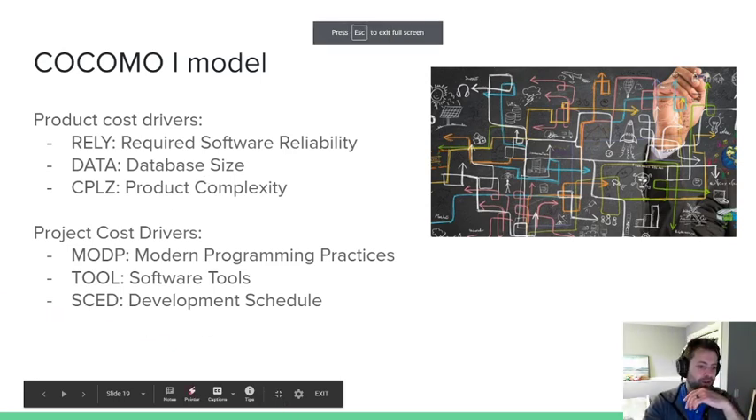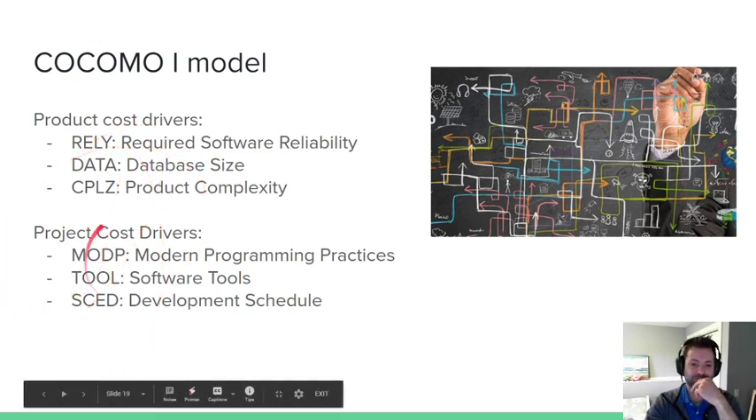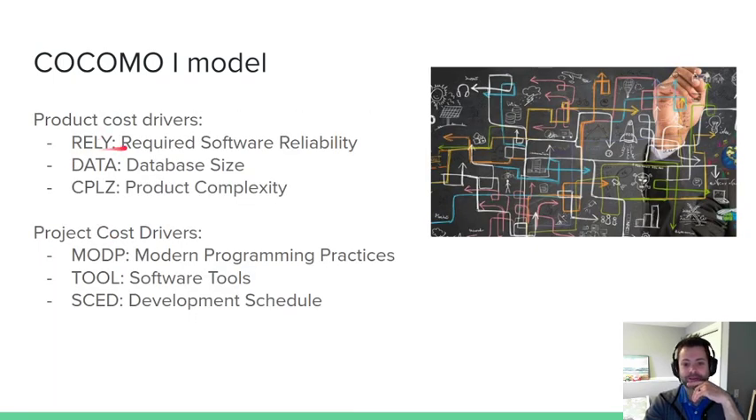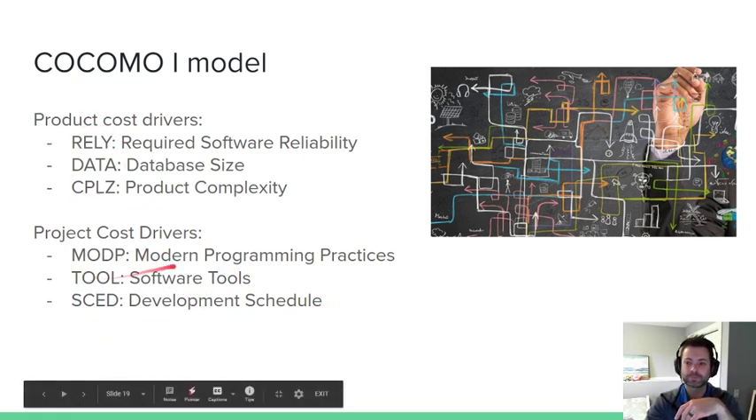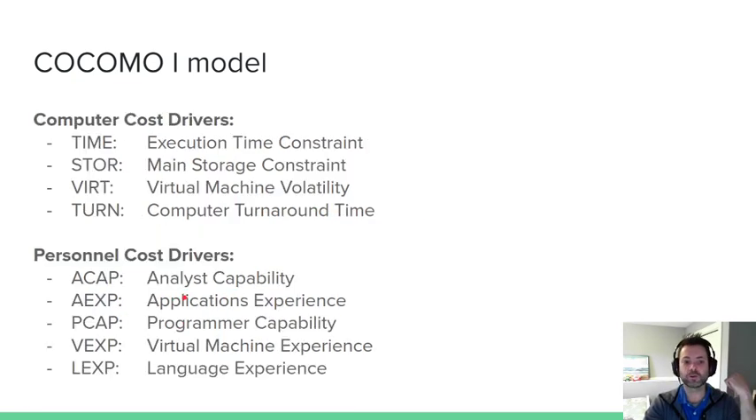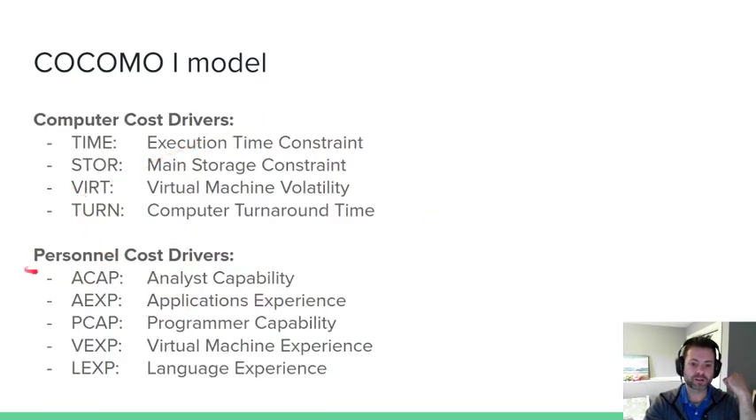And this is where we start getting into acronyms. This is ideally to make things easier, but I can guarantee I'm going to forget what each one of these is as I talk through it, just because I don't do COCOMO modeling on a daily basis. But we have these high-level categories, right? Reliability, complexity, software tool, schedule, these factor into that formula. So hopefully this idea makes sense, that we're just plugging numbers into a model here. So we had product cost, project cost, computer cost, and personnel cost.